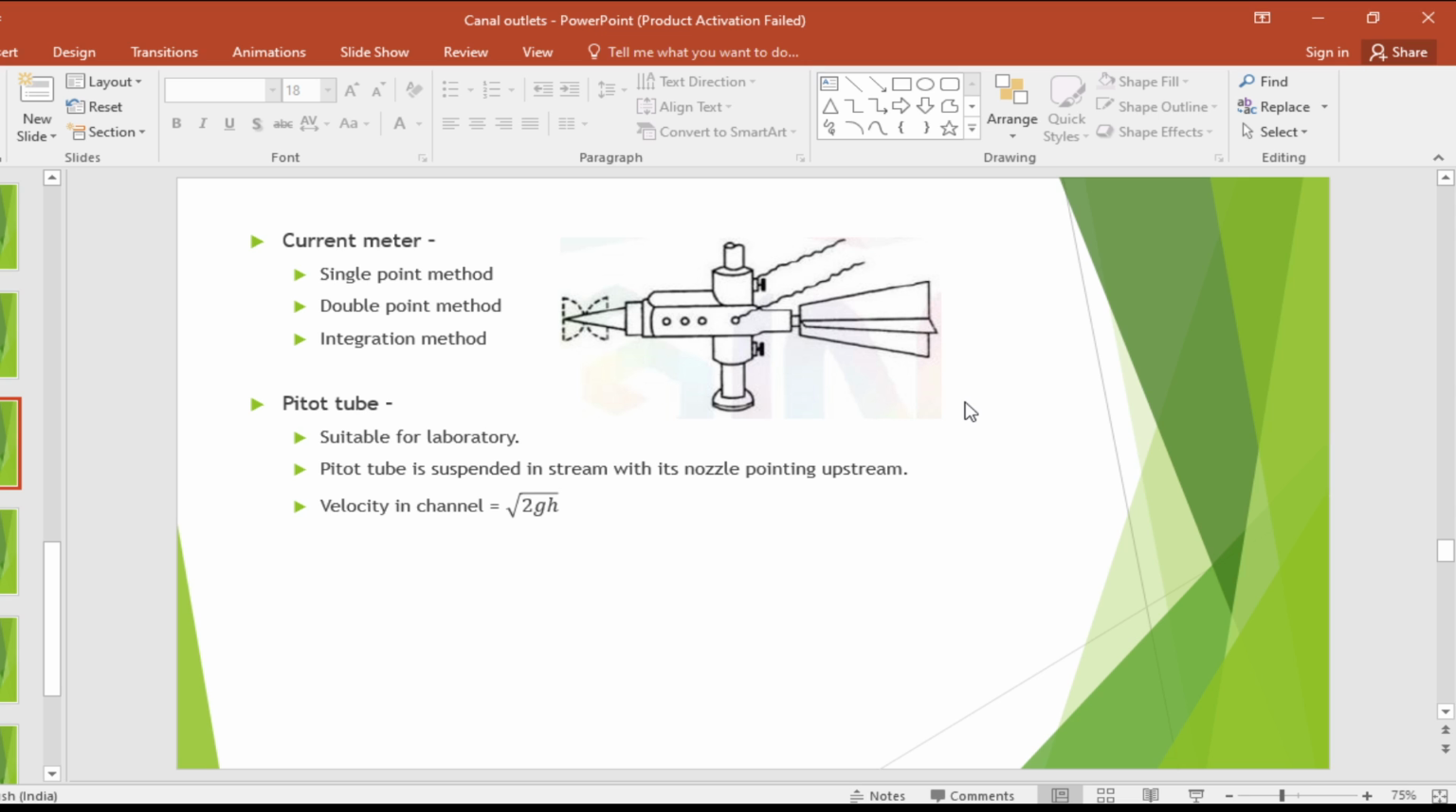Now the current meter is used in the following ways.